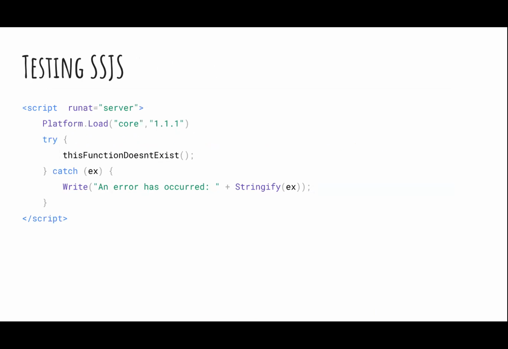So you can use a TryCatch block. You don't necessarily, I think, need the core platform for TryCatch, but I've got it in this example here. So this is an example where I'm trying to execute a function that doesn't exist. I haven't declared that function. So I'm trying to run a function that doesn't exist, and that would throw an error.